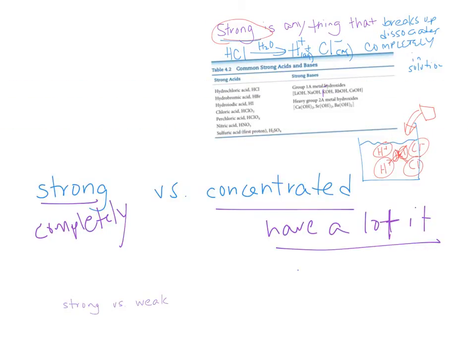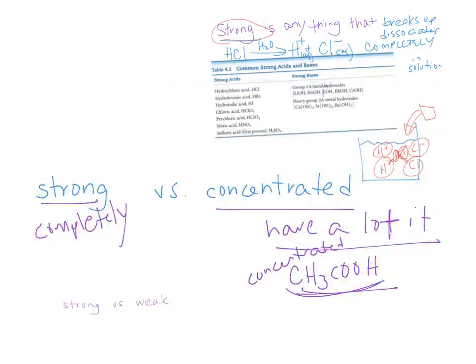Let's see, what is a weak acid? Acetic acid is CH3COOH. That is a weak acid, but we can have concentrated acetic acid. That means we just put a lot of acetic acid, which is vinegar, or which makes vinegar, into water. You cannot have strong acetic acid, though. That does not work.